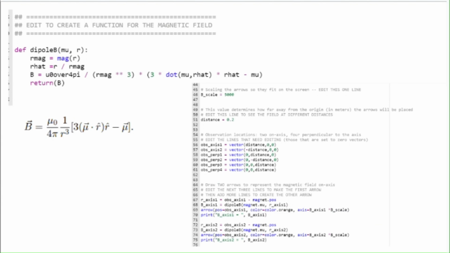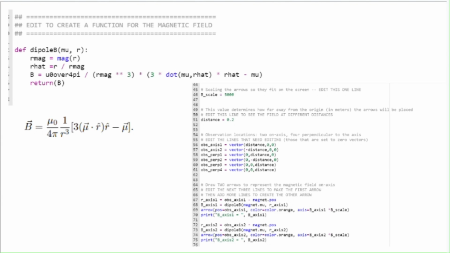The next thing I did was edit the function that generated the magnetic field. I calculated the magnitude of r and r hat. Then I used the equation for finding B that we showed in the equation slide and discussed earlier. The B scale and distance are both used to help make the model easier to understand and scale. The distance can be changed to show the field at different distances. I edited the observation location vectors to create 6 vectors that were at a max and minimum distance of each component of the vector, x, y, and z.